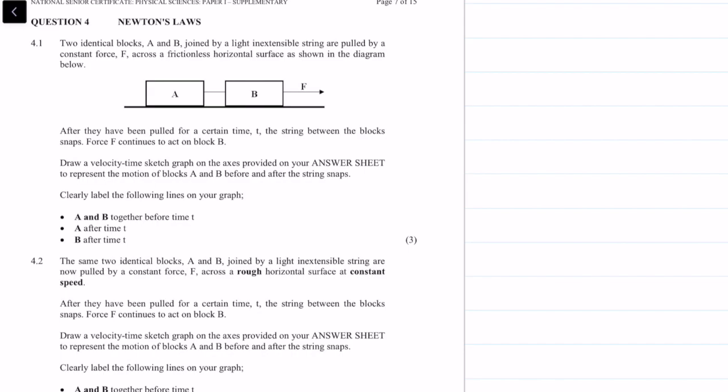We have two identical blocks A and B joined by a string and being pulled by a constant force F across A. The horizontal surface is frictionless, which is quite important, so let's mark that, as shown in the diagram. After a certain time t, the string between them breaks and the force continues to act on B. We need to draw the velocity-time graph indicating the following points: A and B before t, A after t, and B after t.